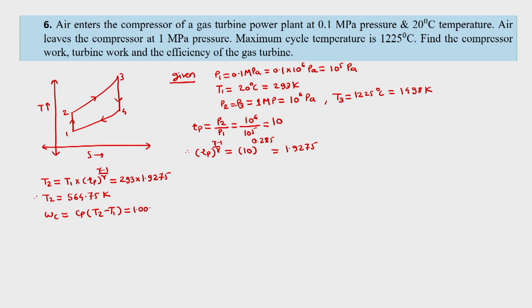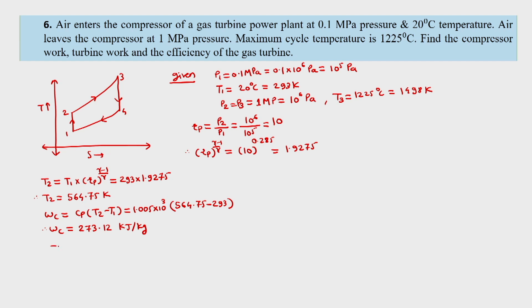So we can find out compressor work, and it is Cp into T2 minus T1. So it is 1.005 into 10 to the power 3 joule per kg Kelvin. T2 is 564.75 minus 293. So compressor work is 273.12 kilojoule per kg.